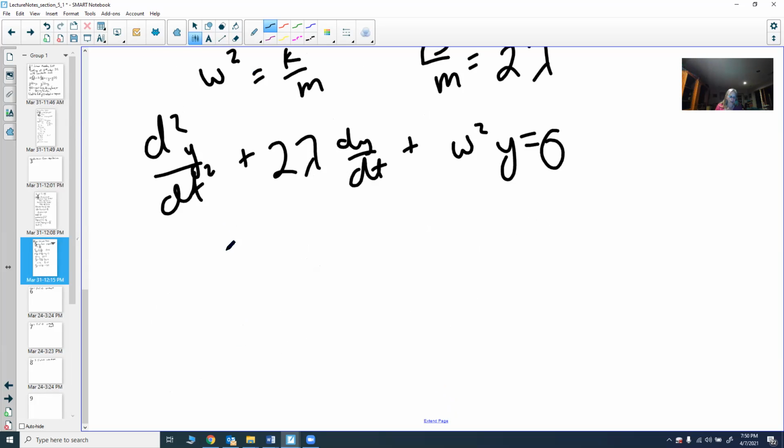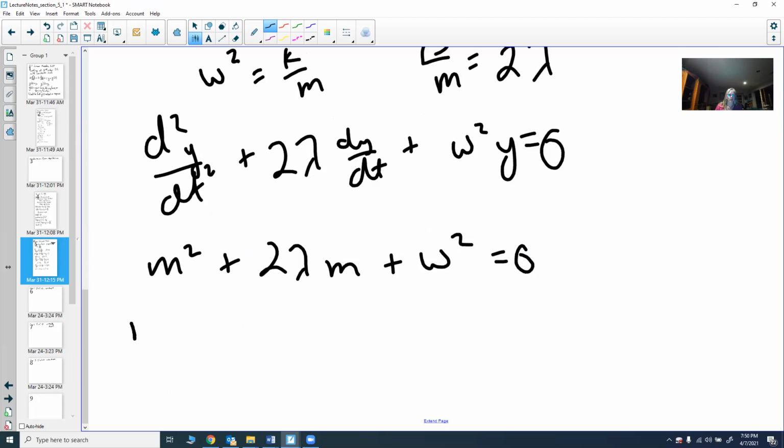And now let's see what could happen with this. We can actually think about solving this. So the auxiliary equation would be m squared plus 2 lambda times m plus omega squared equals 0. It's a quadratic equation. You can solve this with the quadratic formula.